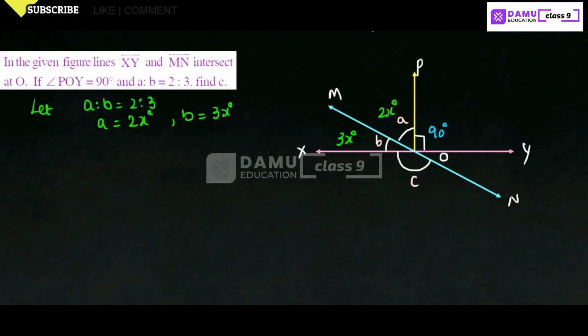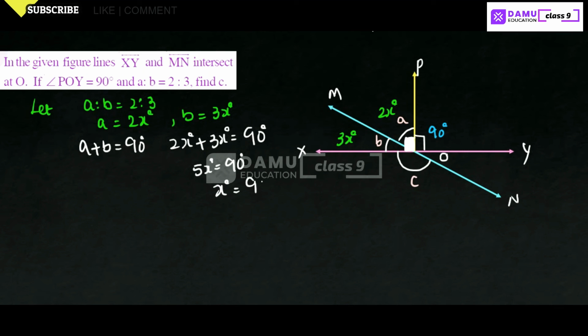So here 90 degrees means here also 90 degrees. So it's making 90 with the down, so this is also 90 degrees. So from the right angle, let's take A plus B, that will be equal to 90 degrees. That will be 2x plus 3x equal to 90 degrees. So 2x plus 3x is 5x, equal to 90 degrees. Then x will be equal to 90 by 5.